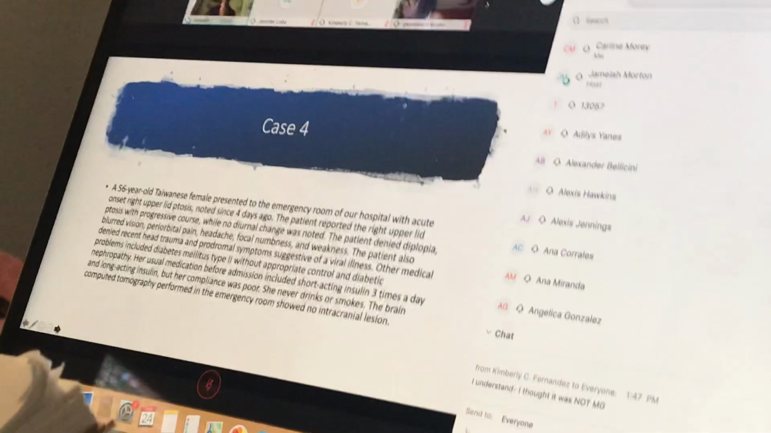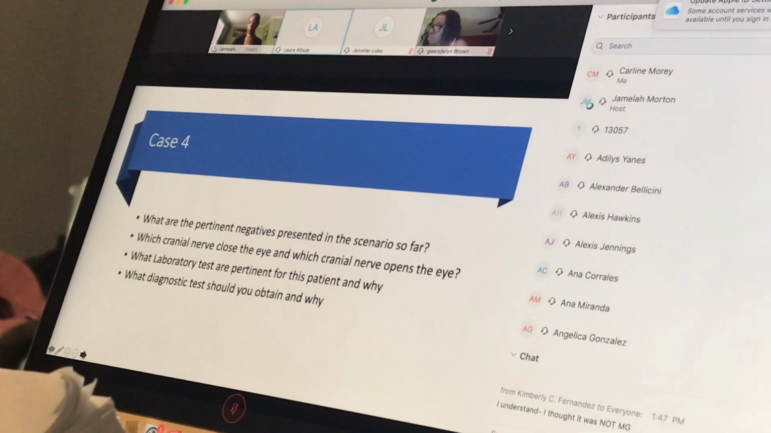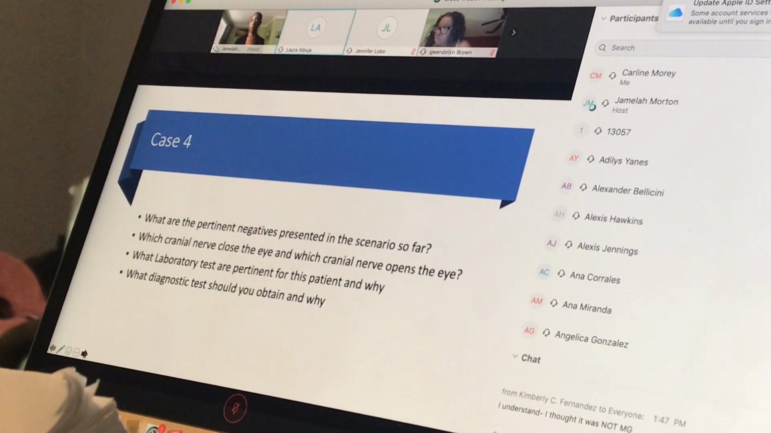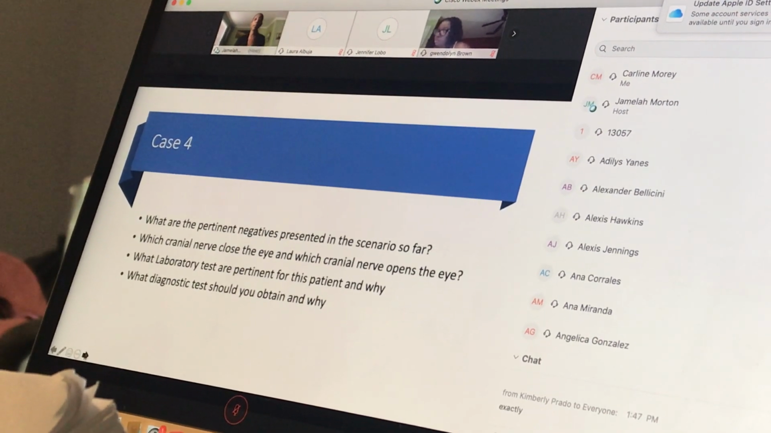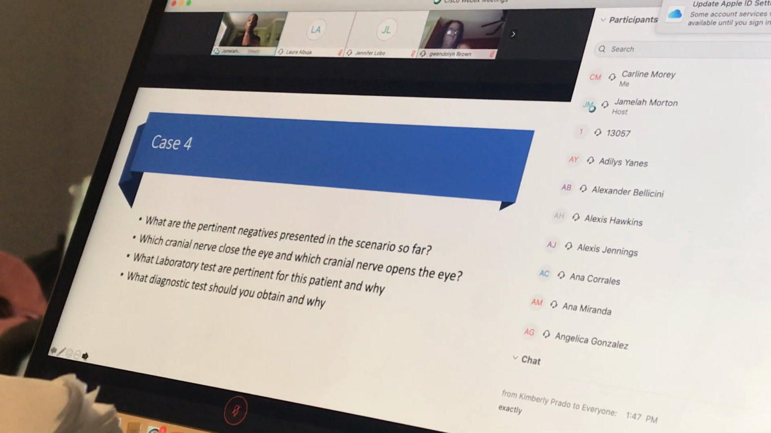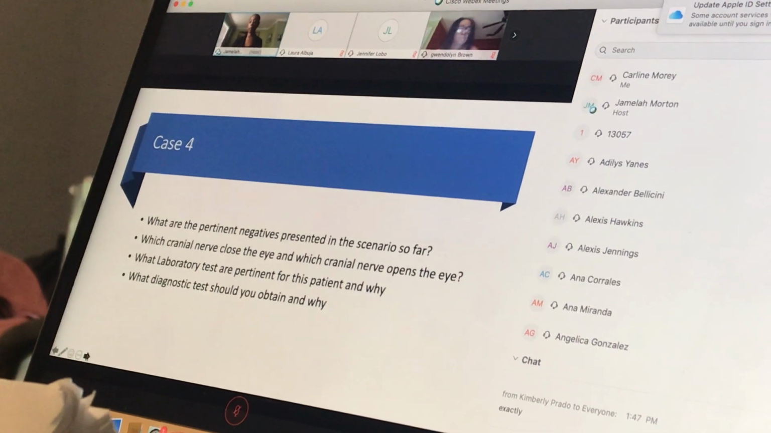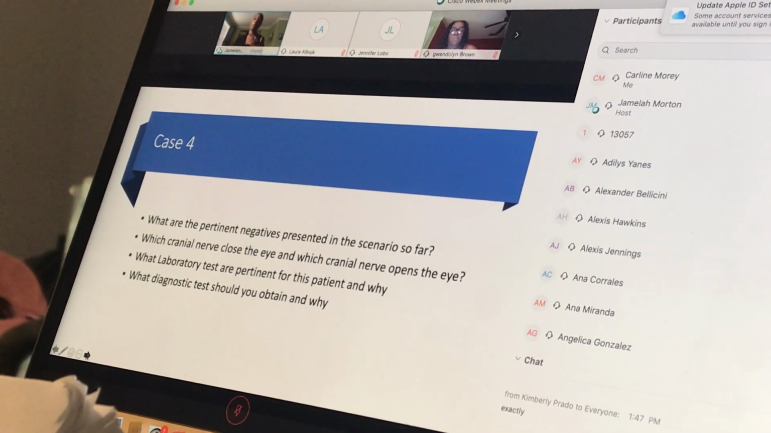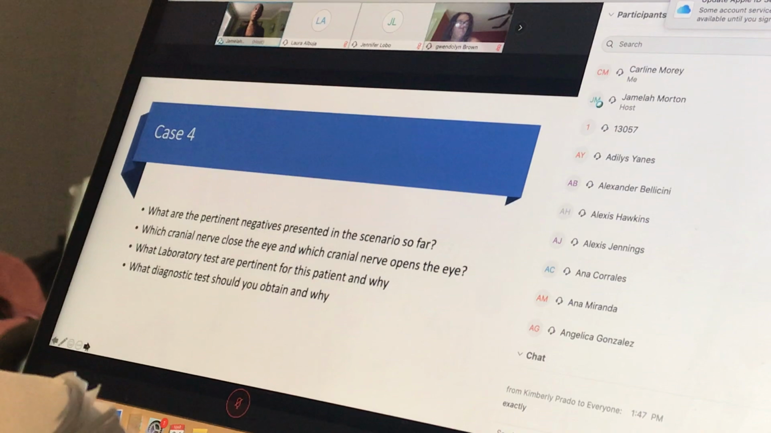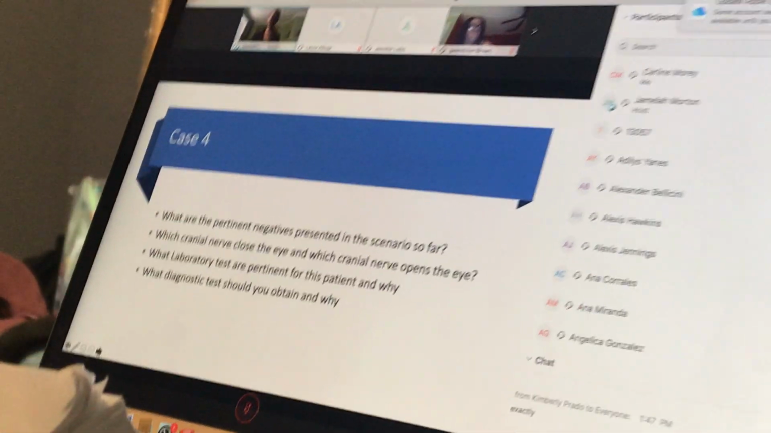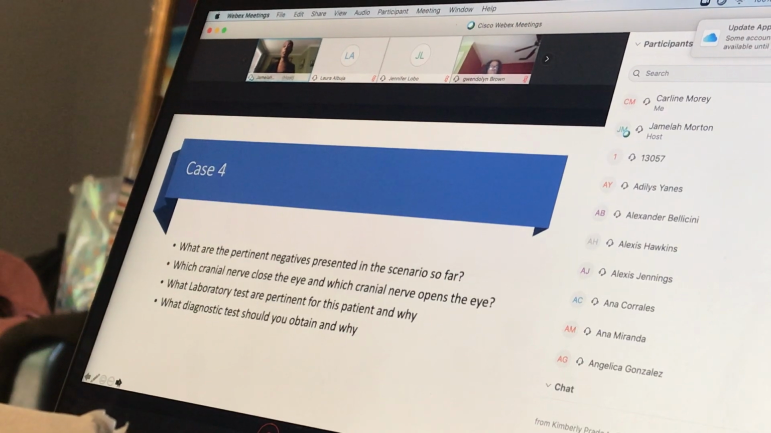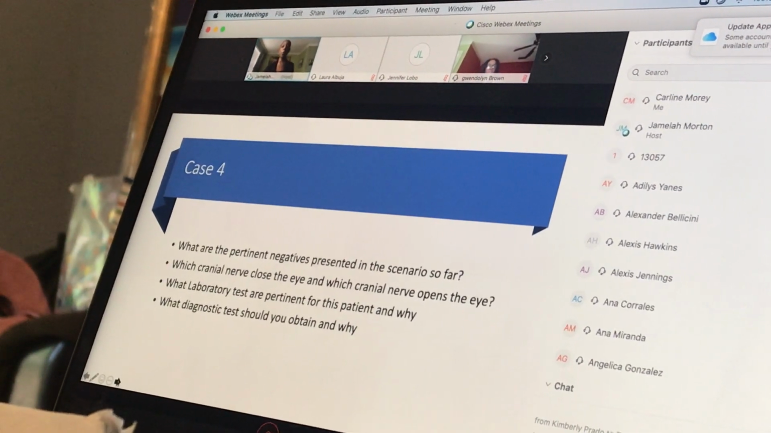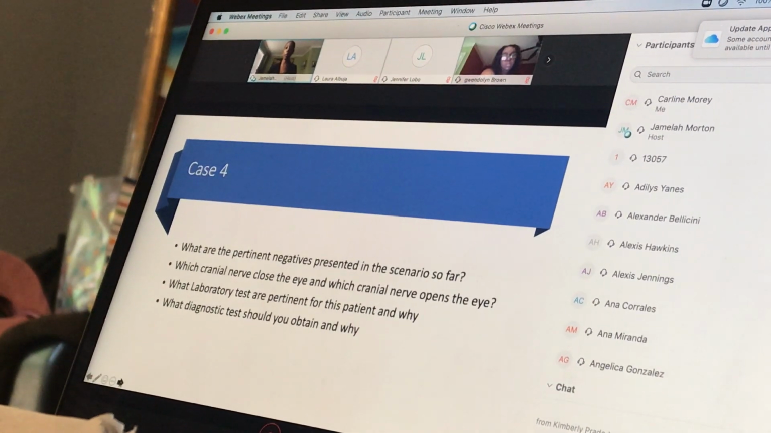Dr. Morton, someone wanted to ask if we should do a Tensilon test. Well, you can do a Tensilon test, and a Tensilon test is actually to rule out myasthenia gravis. So if you want to just use that and say, well, this is probably not myasthenia gravis, then yes, you can do a Tensilon test.